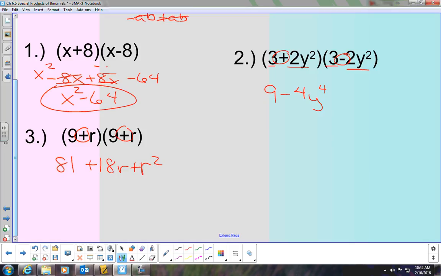So be aware, they may throw in a squaring of a binomial instead of one binomial that's addition and one binomial that's subtraction. So just be very aware of that when you go to work your problems out today. For most of them, you're going to wind up with a difference of two squares. Make sure that those two numbers are actually squares. Make sure you didn't make an error with the exponents.